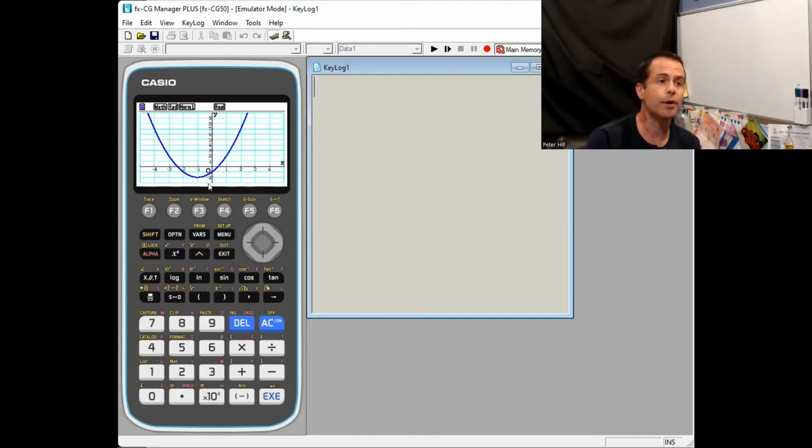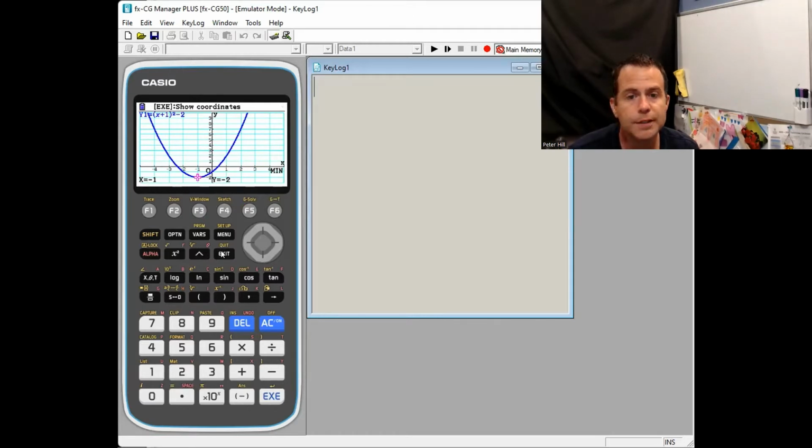Okay, now I want to review how you go about finding the max or min. On a Casio, you're going to go G solve. And then remember that all these options up here are your F1, F2, F3 buttons. You just want to go to a min, which is F3. Okay. And so you see that my vertex is at -1, -2.